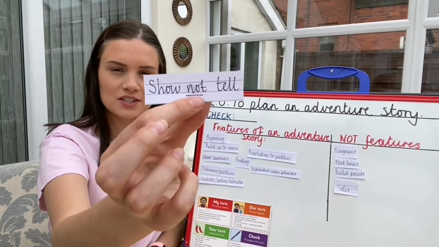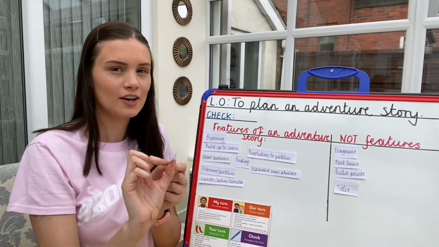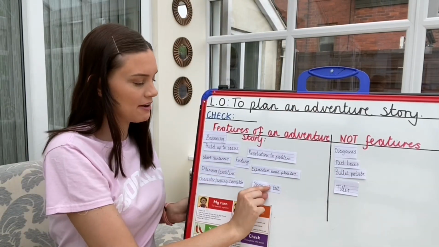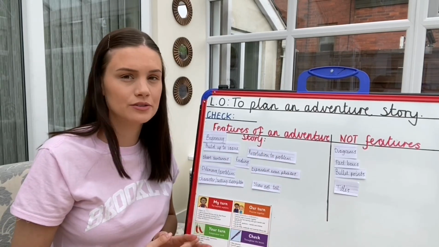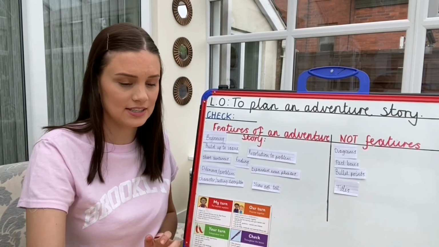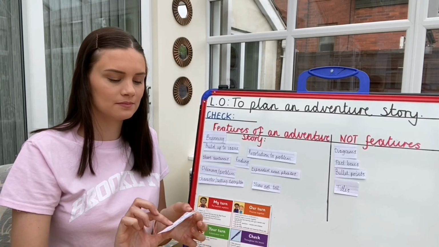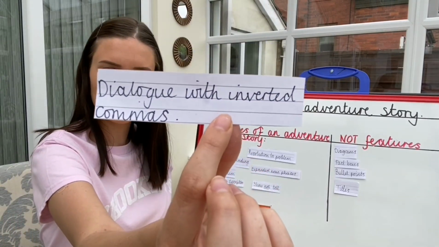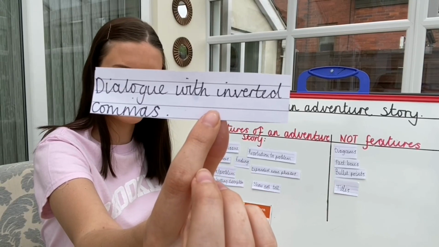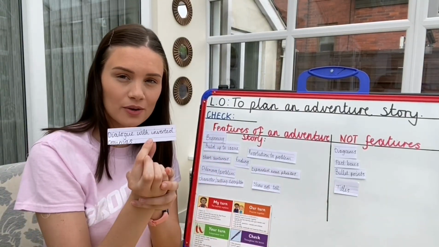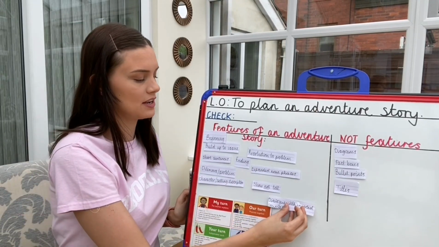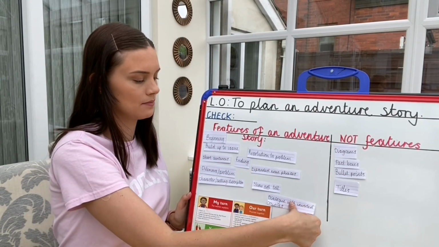Show, not tell. Something we've done a lot in Year 5. I know that you all know this. This is definitely a feature of an adventure story. Show, not tell enhances your description and makes your story much more interesting. Oh, I've got one more. Dialogue with inverted commas. Okay. Now, I know that dialogue is a feature of an adventure story.